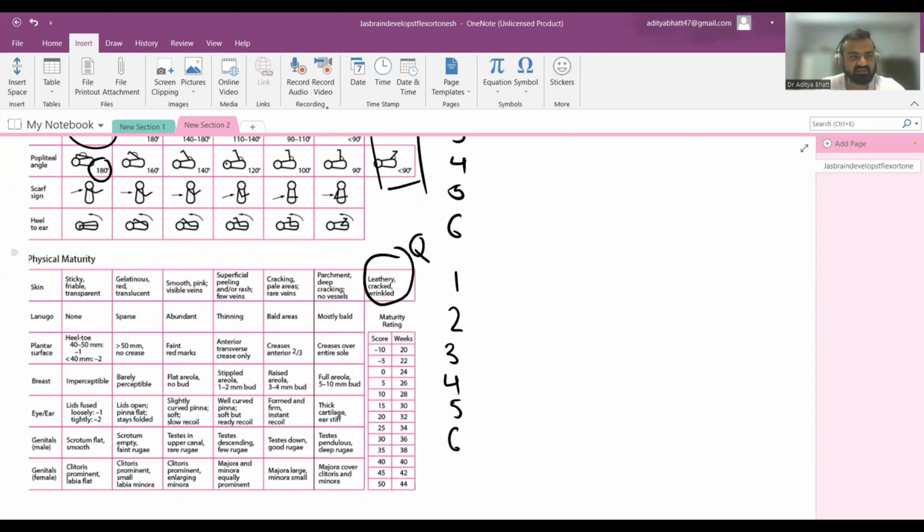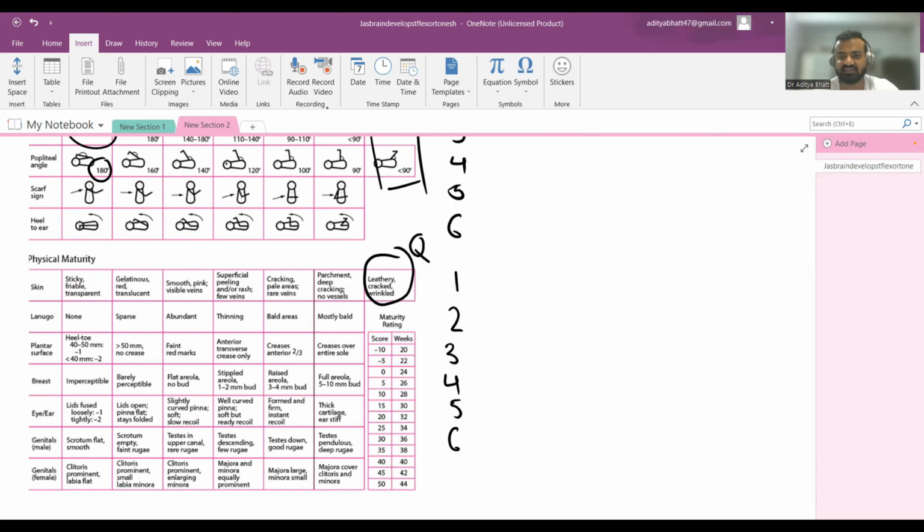The next is skin. Skin is again depending upon the child. So on the skin, you can see what is the color of the skin. Red colored, very thin skin is for premature, while the parchment type or scaling skin is for the post-mature. The leathery, cracked, wrinkled skin is usually seen in post-mature children.